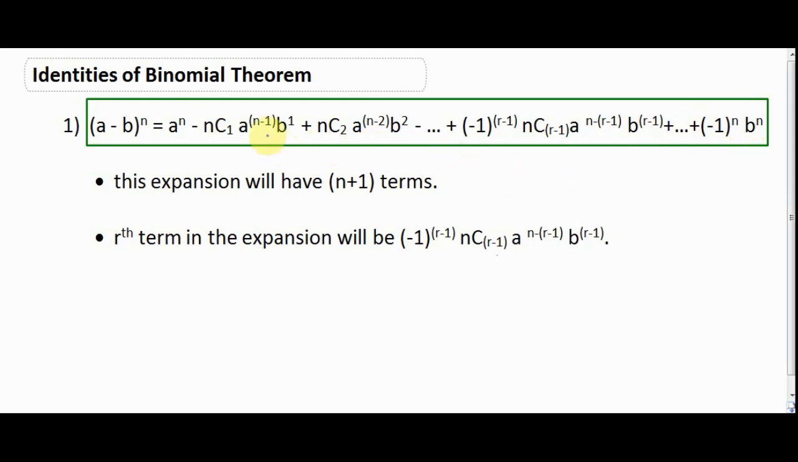Now here this expansion is similar to that of (a plus b) whole raised to n. The only difference is that here on the left hand side we have a minus sign in place of the plus sign, and on the right hand side we have alternate minus signs coming up. The first term here is positive, the second term is negative, the third term is positive again, but the fourth term is negative. So this way the minus sign comes up alternately, and this expansion will also have n plus 1 terms, and the rth term in the expansion will be minus 1 raised to r minus 1 into nCr minus 1 into a raised to n minus r minus 1 into b raised to r minus 1.